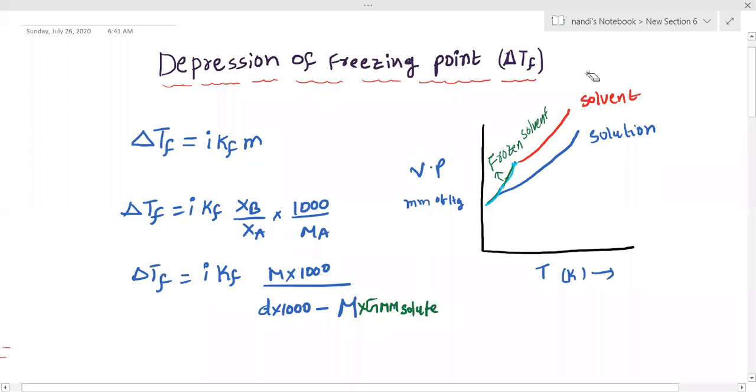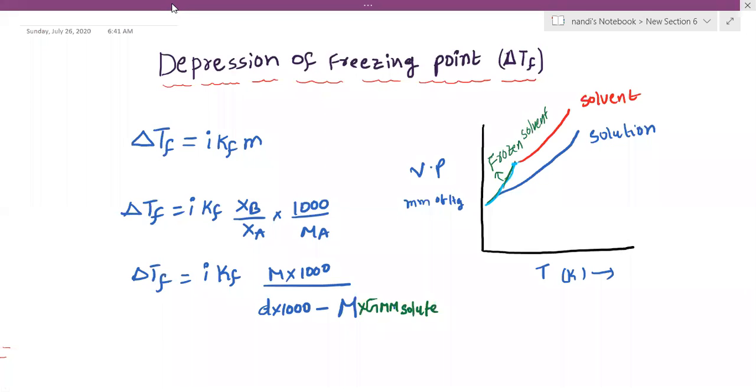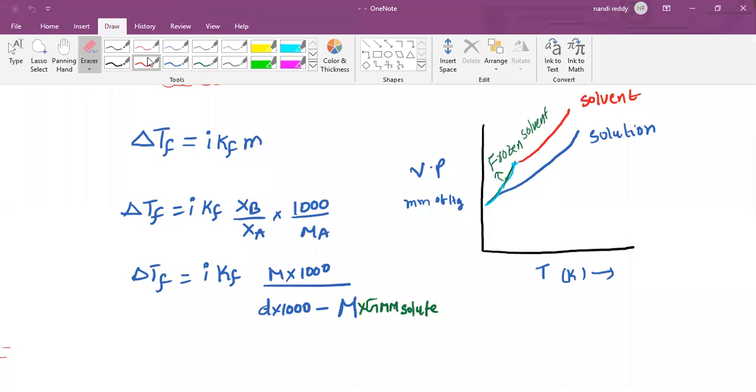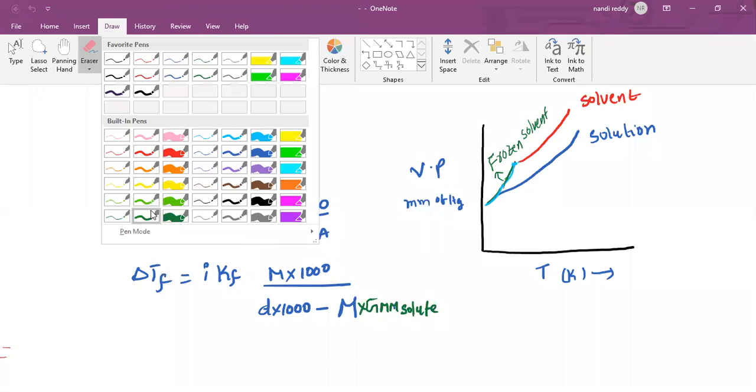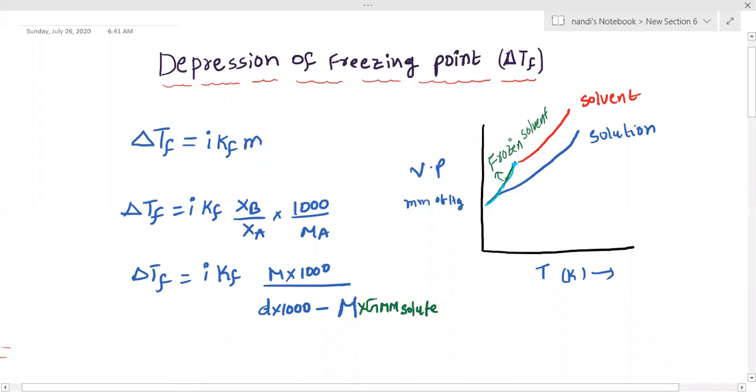Depression of freezing point is one of the colligative properties. In this video, we are going to discuss how we got these formulas, which we will see on the slide and in the graph. Both we are going to discuss. At the end of this video, I discuss previous year questions from NEET and JEE, and how we apply the formula.